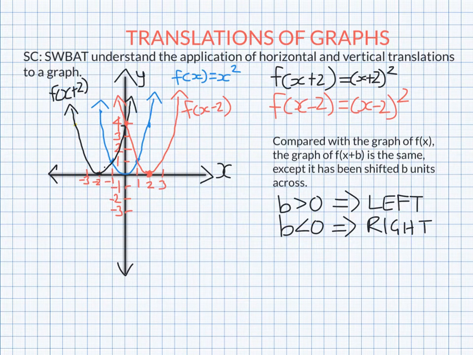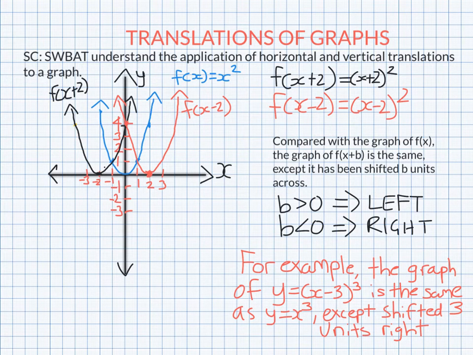So I showed you this for parabolas. It turns out it would work with any function. It would also work with cubics as well. So for example, if we want to graph y = (x - 3) cubed, which we will do later in this lesson, it'll be the same as this graph, y = x cubed, but shifted 3 units right. Because if this is f(x), this is f(x - 3). So because this number's 3, we shift 3 units. And because it's a negative 3, that means we go to the right.